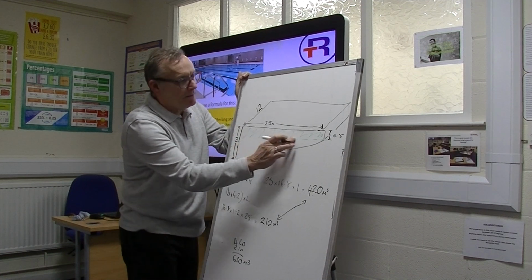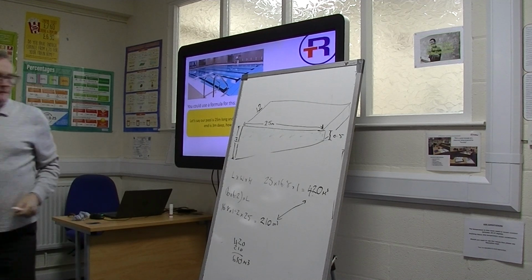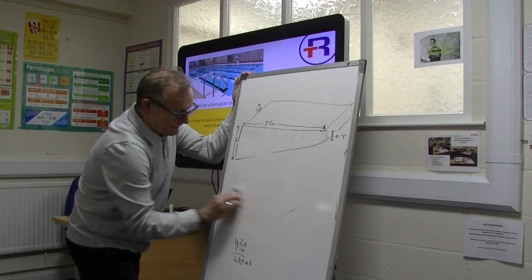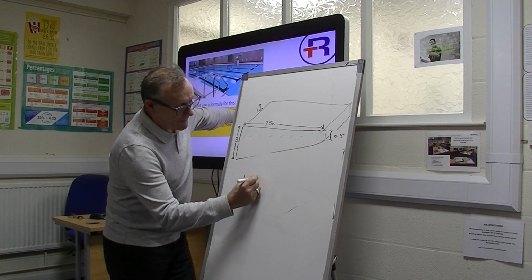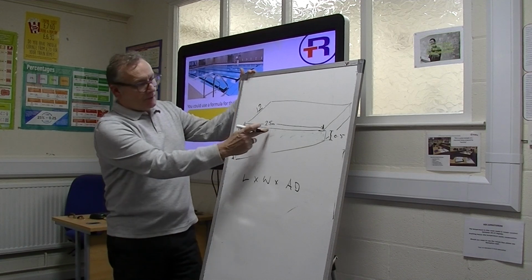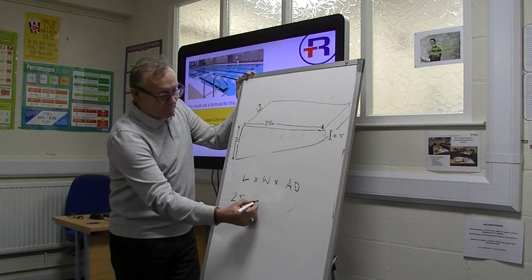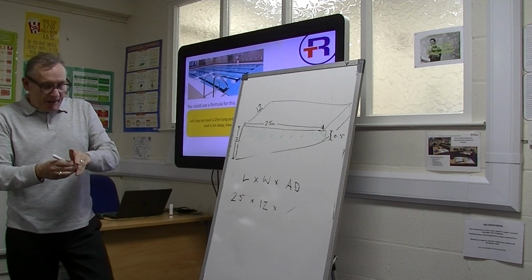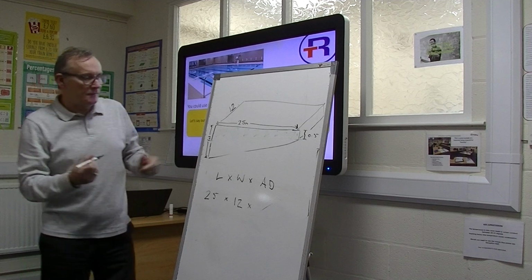Now we don't need the green imaginary line, because we're going to use that formula: length times width times average depth. So the length is still 25. The width now is 12. And the average depth, so now we're thinking back to averages. How do we work out the average of two numbers? How do we work out the midpoint of two numbers?